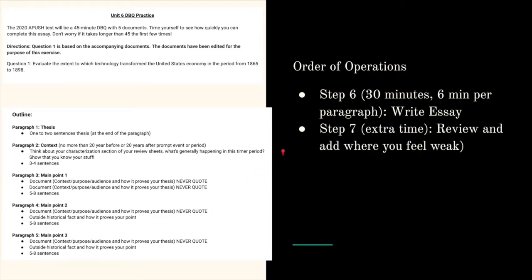Then you're going to spend the bulk of the time, 30 minutes, filling in that outline and making sure your essay makes sense and you have all the requirements you need. Extra time will be reviewing and beefing up wherever you feel weak. So that is the order of operations. Next up is the outline itself.